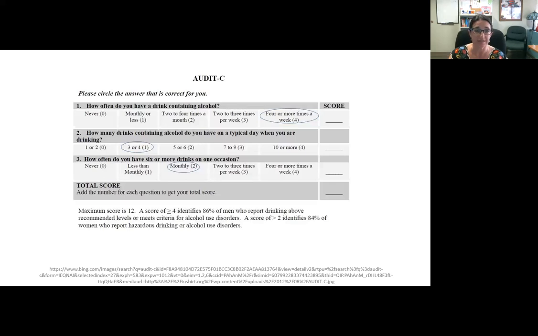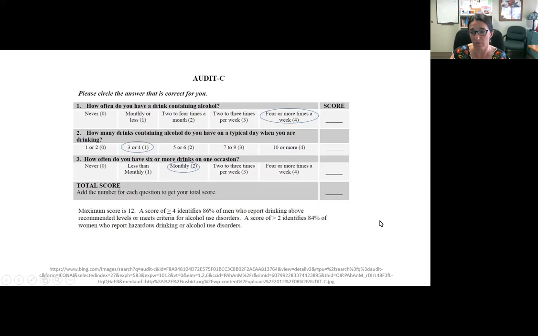But here's your AUDIT-C, so you can see these 3 questions and what she circled. How often do you have a drink containing alcohol? She circled 4 or more times a week, so she scores a 4 on that one. How many drinks containing alcohol do you have in a typical day when you're drinking? She scores a 1 because it's 3 or 4. And how often do you have 6 or more drinks on one occasion? That's monthly, so she scores a 2.